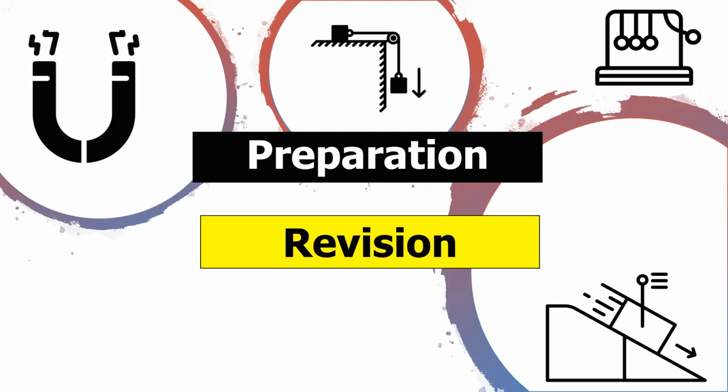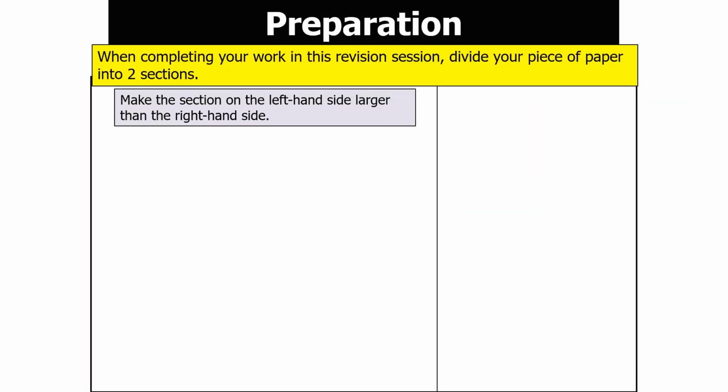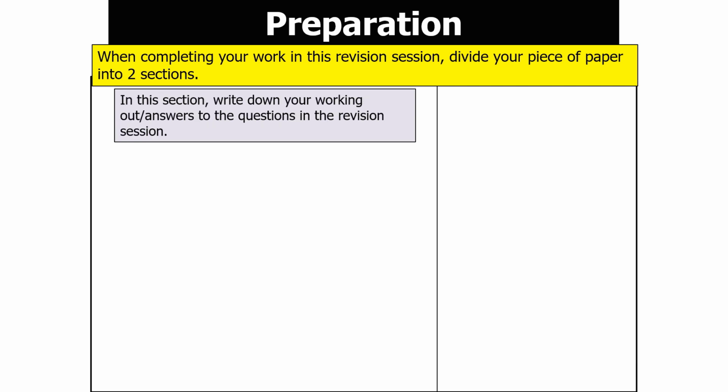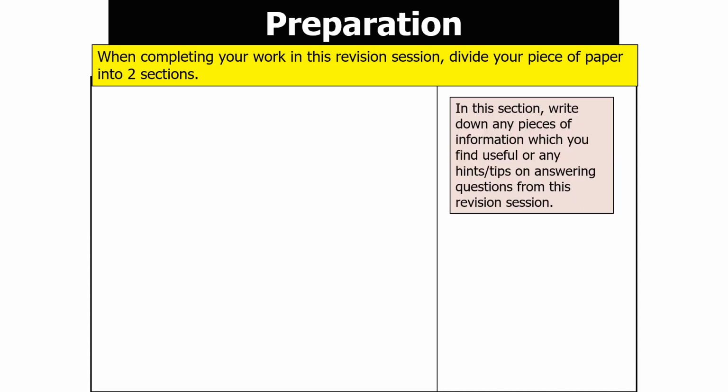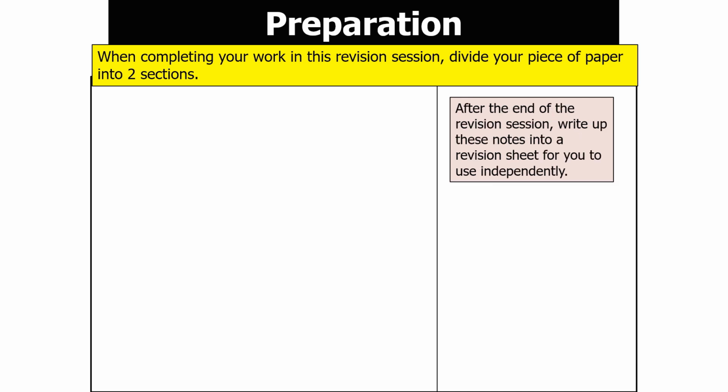So how should we be carrying out this particular revision session? When completing your work in this revision session, divide your piece of paper into two sections. Make the section on the left hand side larger than the right hand side, and in this left hand side section, write down your working out and answers to the questions which you cover in the revision session. When you're doing this, make sure you write in full sentences and you show your full working out for calculations. Whilst in the right hand side, write down any bits of information which you find useful or any hints and tips on answering questions from this revision session. After the end of the revision session, write up these notes into a revision sheet for you to use independently.